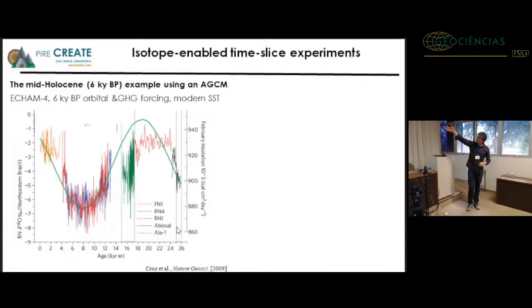So just as a reminder, if you're not familiar with this paper, this is a record from northeastern Brazil, a speleothem or multiple speleothems. And you can see here the most negative values during the mid-Holocene. And at first glance, this seems to fit really nicely with the insolation curve. But if you look at this here, you will see that it's the exact opposite of what you would expect. You have the most negative values at a time of an austral summer insolation minimum. It's not what you would expect in a monsoon environment, right?